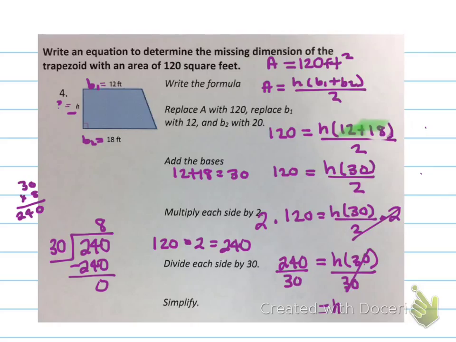So 30 times 8 is 240, so it goes in 8 times. So my final answer here is H equals 8 feet. Box your answer.